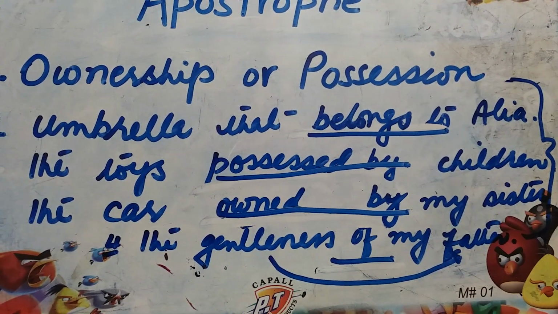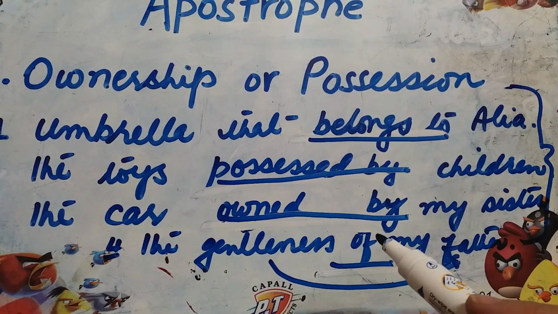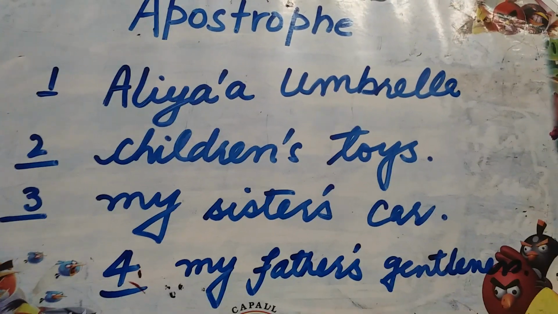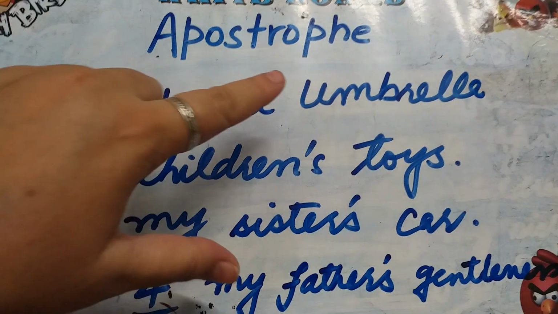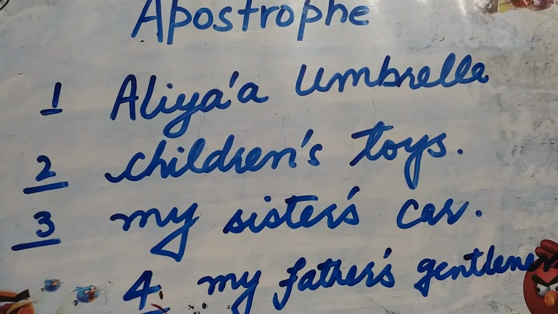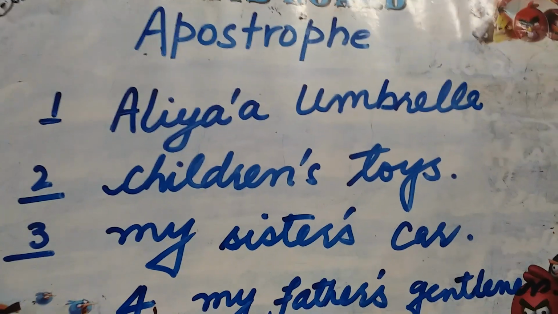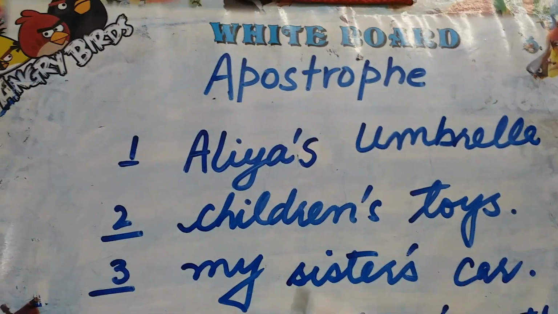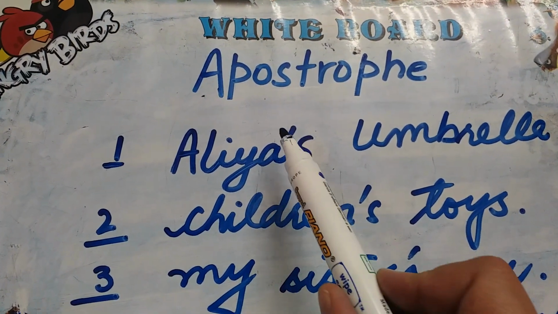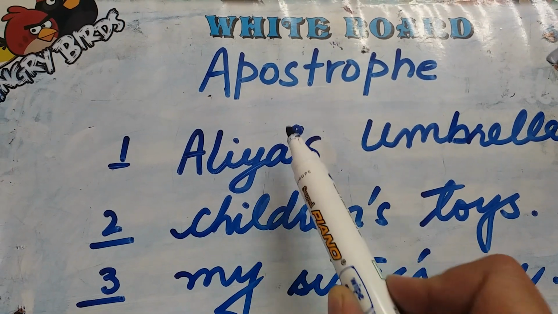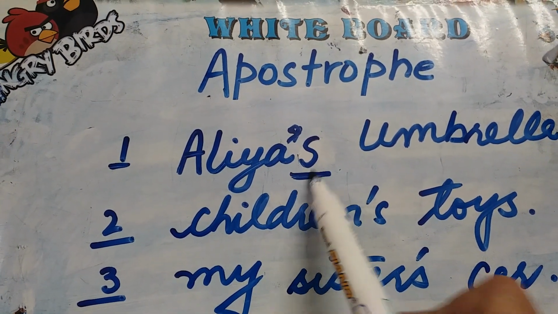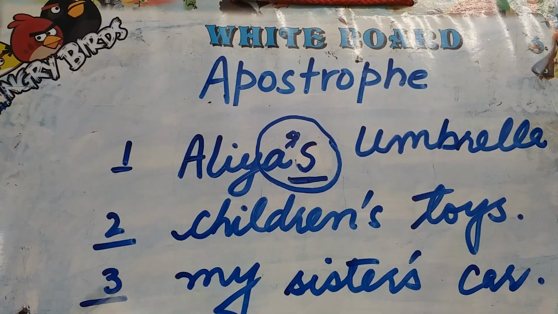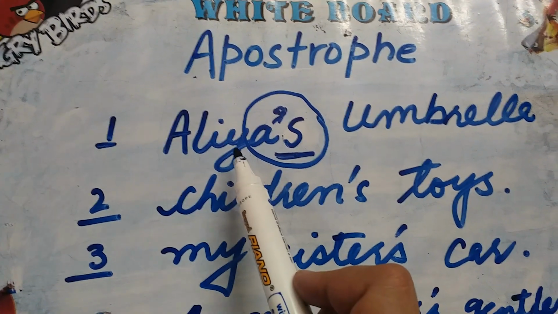Let's explore how we can write the same sentences by using an apostrophe. Now you can see Alia's umbrella. We put an apostrophe and we use S. This shows the possession. This umbrella belongs to Alia.